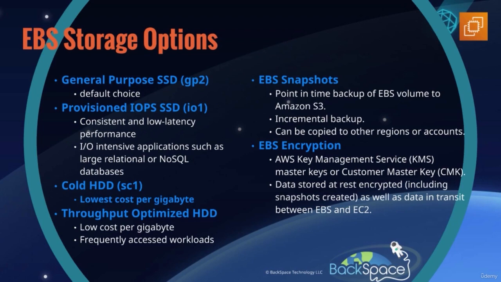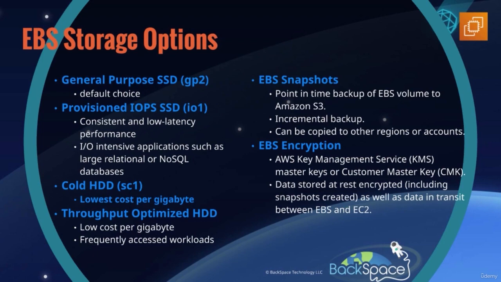If we want to back up our EBS volumes, we can take EBS snapshots, and they are a point in time backup of that EBS volume, and they will be backed up to the Amazon S3 service. They're an incremental backup, so if you take another snapshot after that, it will be incremental, and it can be copied to other regions or other accounts to create new EBS volumes from that snapshot.